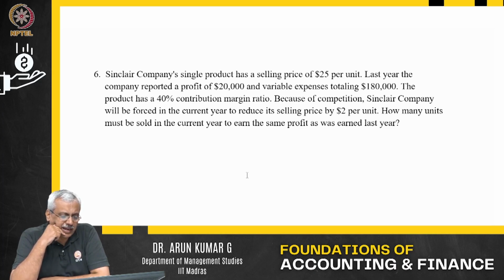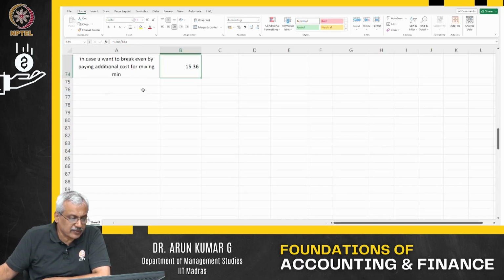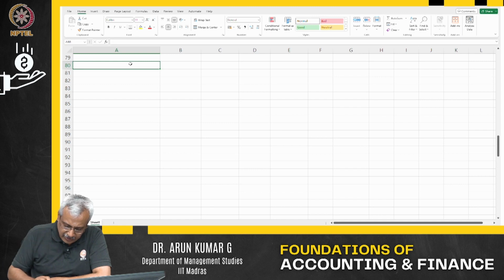Sinclair Company's single product has a selling price of $25 per unit. Last year, the company reported a profit of 20,000 and the variable expenses totaled about 1,80,000. The product has a 40% contribution margin ratio, please note. Because of competition, Sinclair Company will be forced in the current year to reduce the selling price by $2 per unit. How many units do they have to manufacture in the current year to earn the same profit as last year? Let us get some facts very clear here. We are looking at the sixth problem.